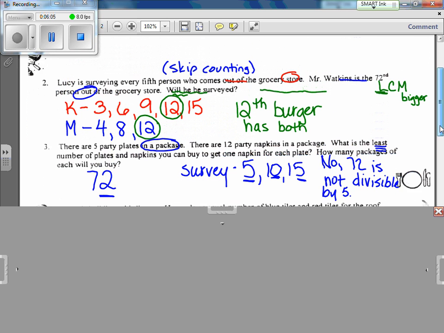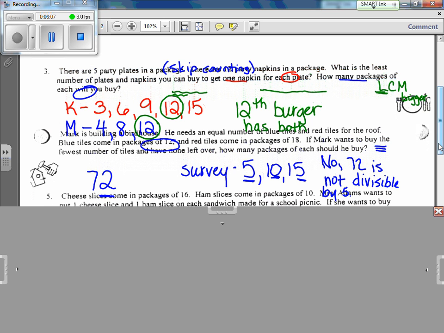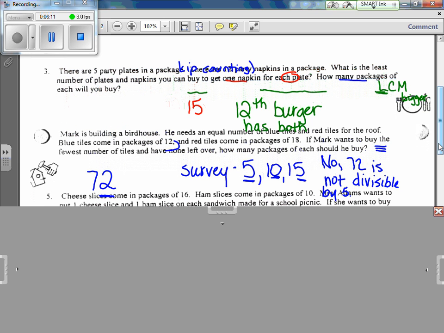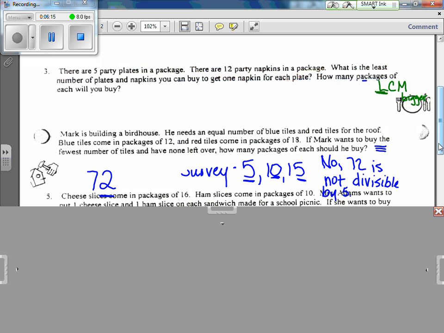Okay, so let's look at more of a routine LCM. For number 3, pause the video, try it on your own, and then push play and see how you did.